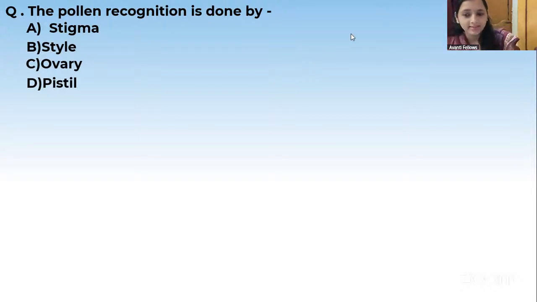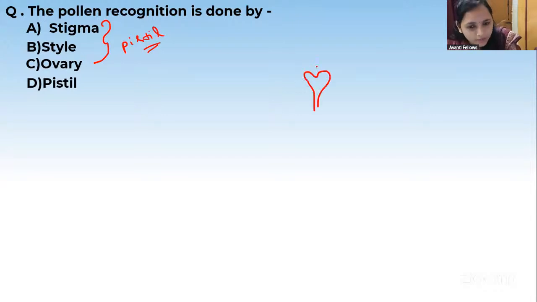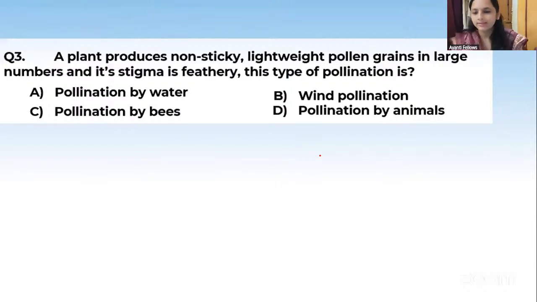Yes, guys. When we talk about the pollen and pistil interaction, the stigma, style, and ovary together we call the pistil. Here, the pollen is deposited on the stigma, and the stigma identifies or recognizes it. So the correct answer is A. Most of you gave the correct answer. Thank you, guys. Next, another question.